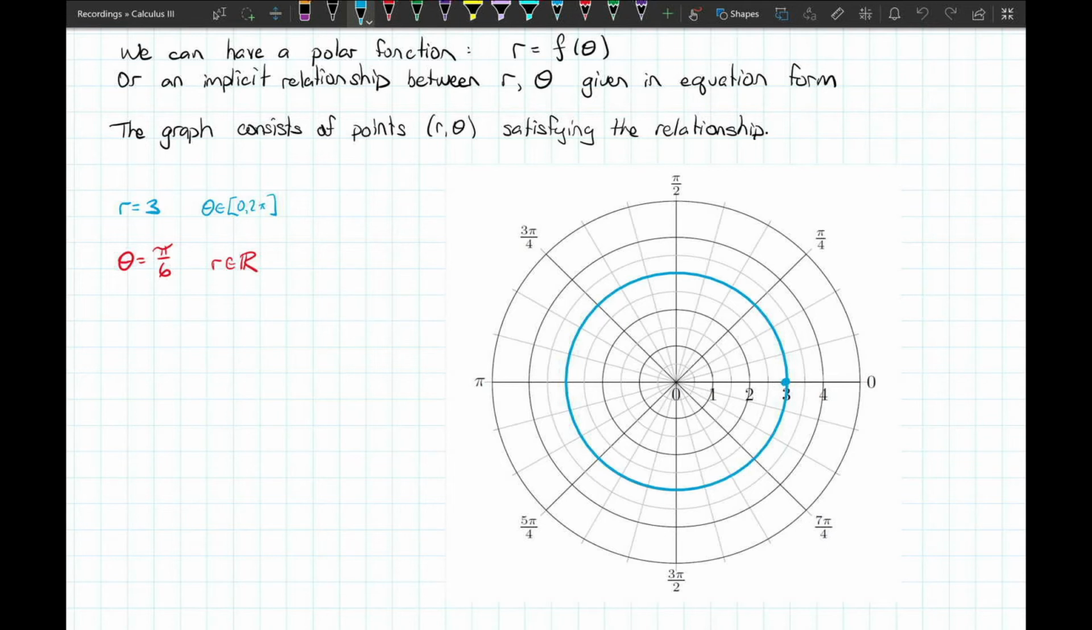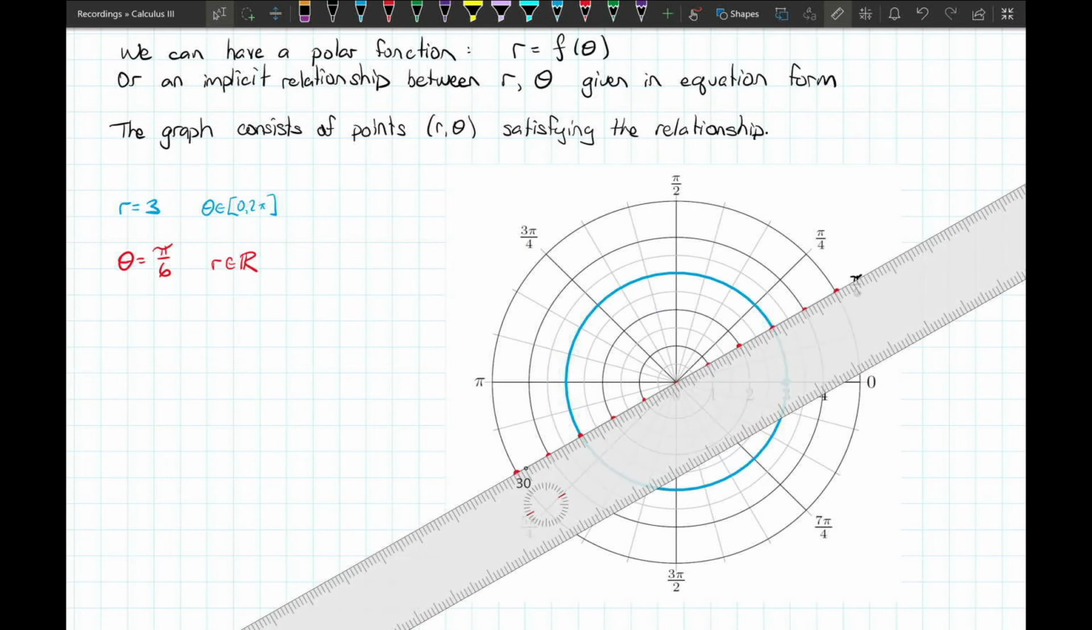Okay, well, pi over 6 is going to be in quadrant 1. It is right here, just a little bit shy of pi over 4. Now, r is any real number, so that would mean that r could equal 0, r could equal 1, r could equal 2, or any positive value. But since we're also allowing real numbers, that's going to involve all the negative values. And so what you get whenever theta is equal to a constant is a line passing through the origin. And of course, that line is also at 30 degrees here on my ruler.